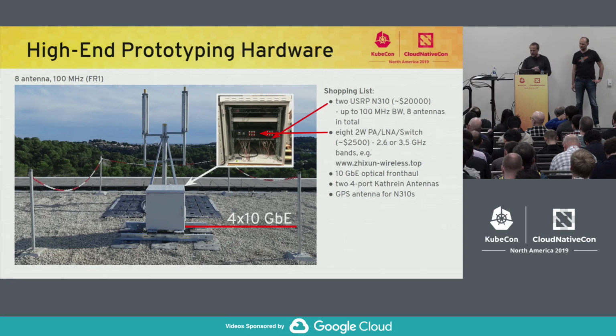So we have the high-end USRPs, which are giving us 100 megahertz of bandwidth. This is going to cost tens of thousands of dollars to put this together, but nonetheless, you can put it together for a proof of concept design. And you could even find RF components. We found a small company in Hong Kong that provided us the RF front ends for this.